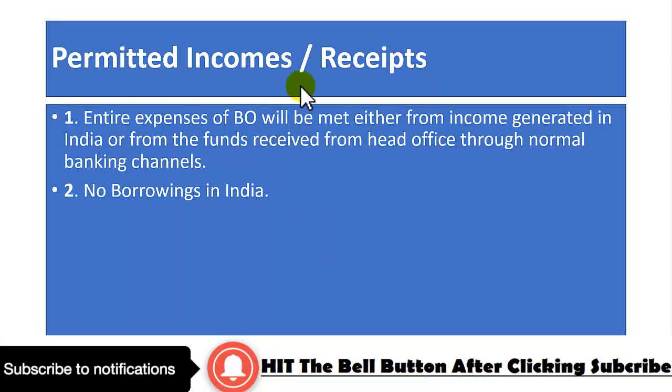So what are the permitted incomes and receipts? The entire expenses of the branch office will be met from income generated in India. I am again saying, permitted incomes and receipts.